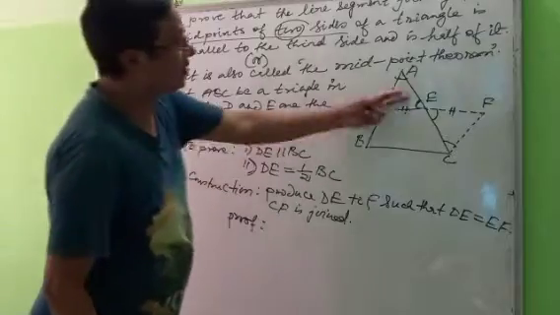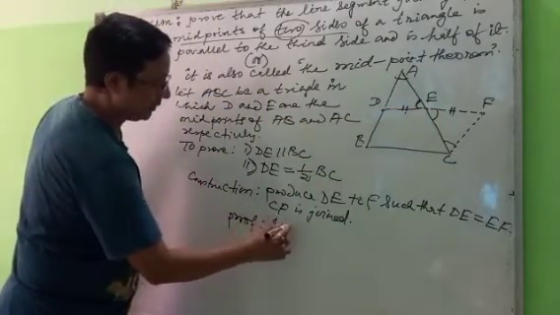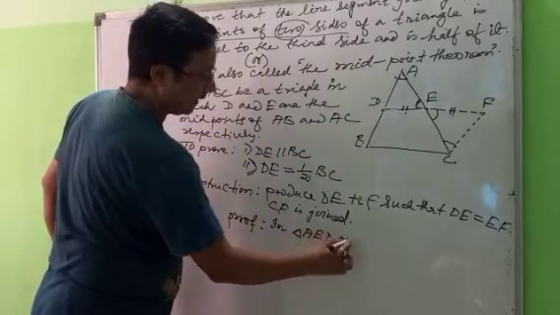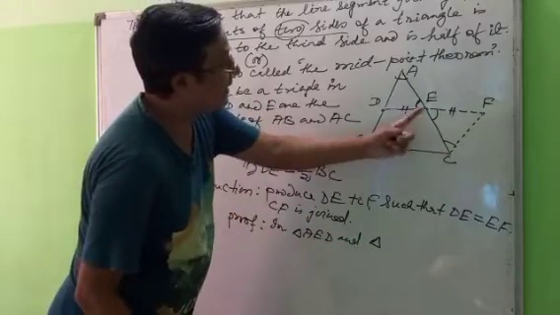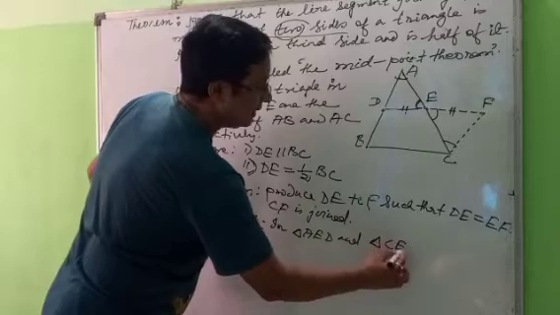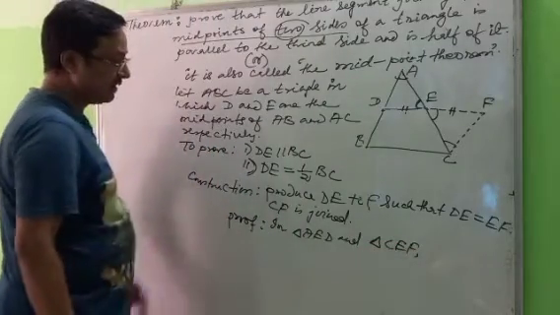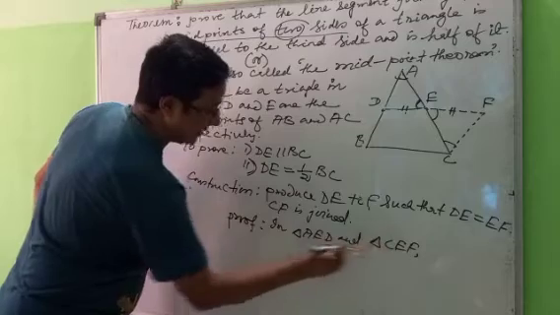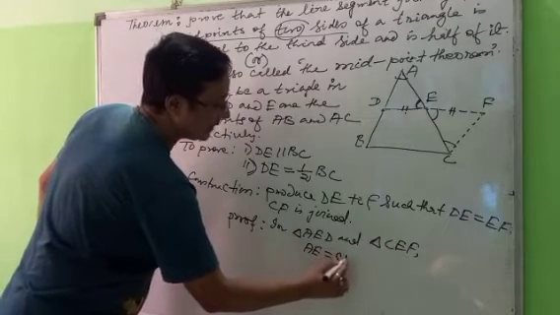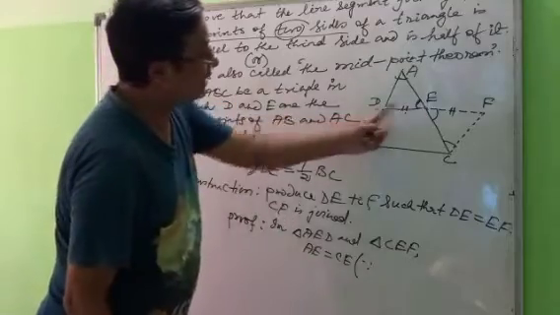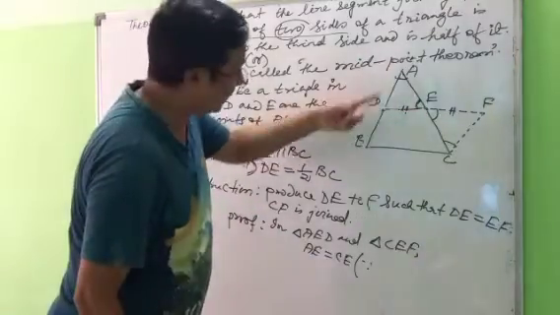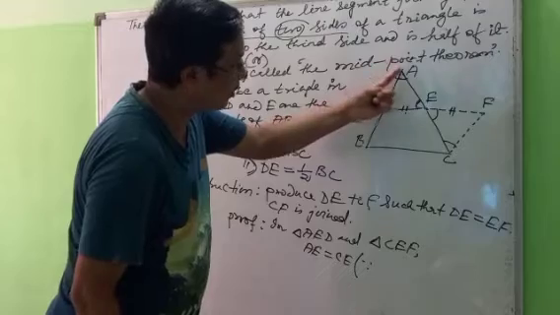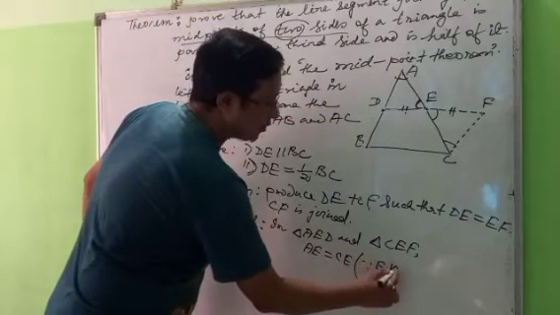Now, you will make these two triangles congruent. In triangle AED and triangle CEF, you have got that AE is equal to CE, because E is the midpoint of AC.